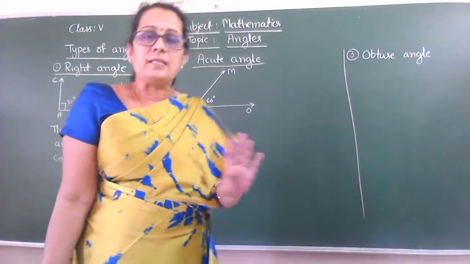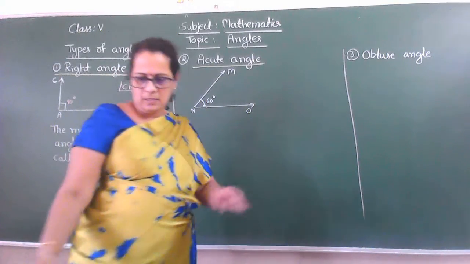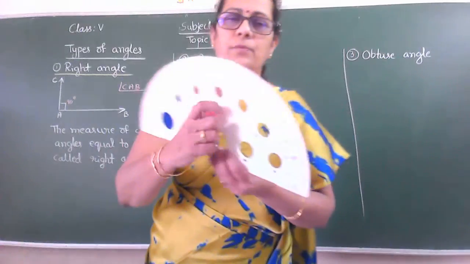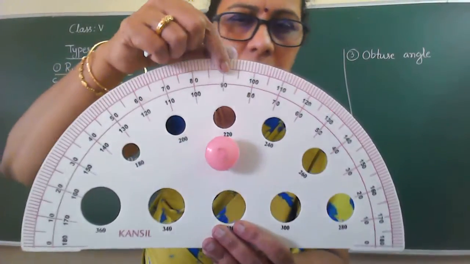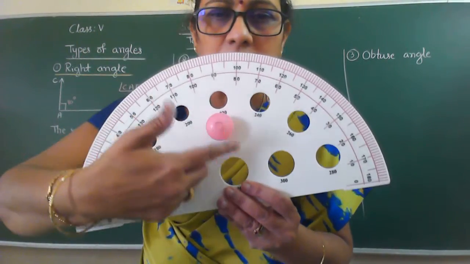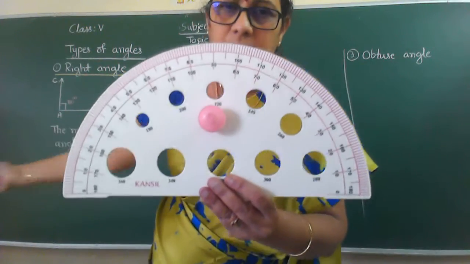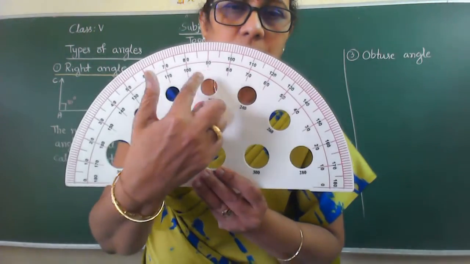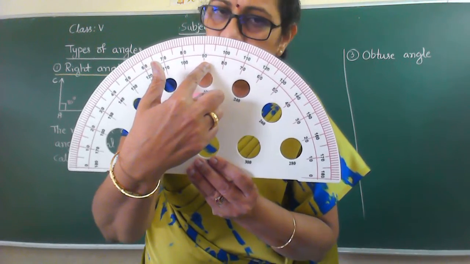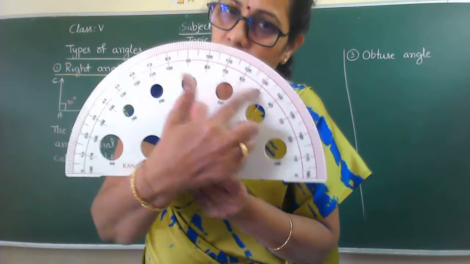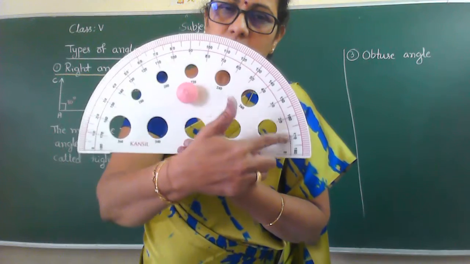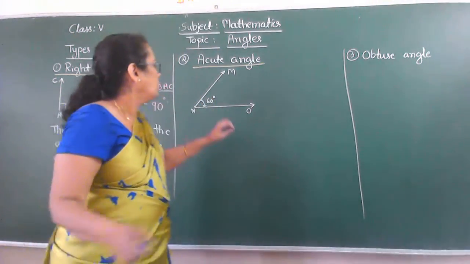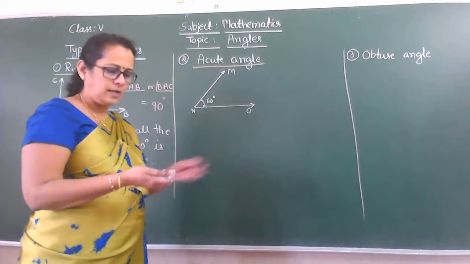Here we call it an acute angle. In the last class I showed the protractor. See here, 90 degree is there. If the line is exactly 90 degree, then it is a right angle. Suppose it is 0 to 89 degree. 90 is a right angle, 89 is not. From 0 to 89, we call that angle an acute angle.